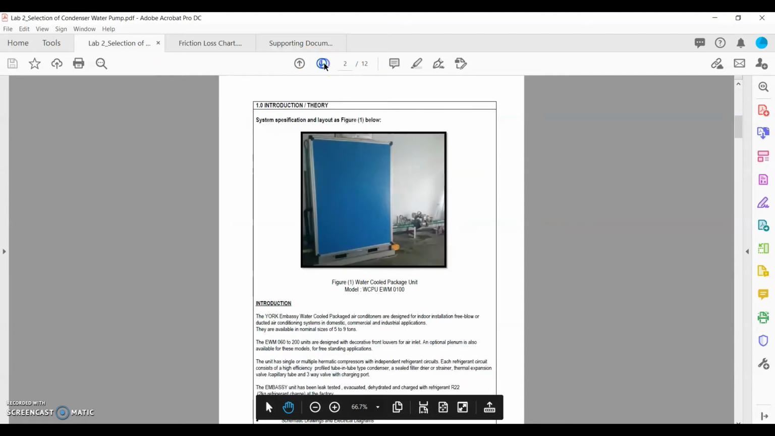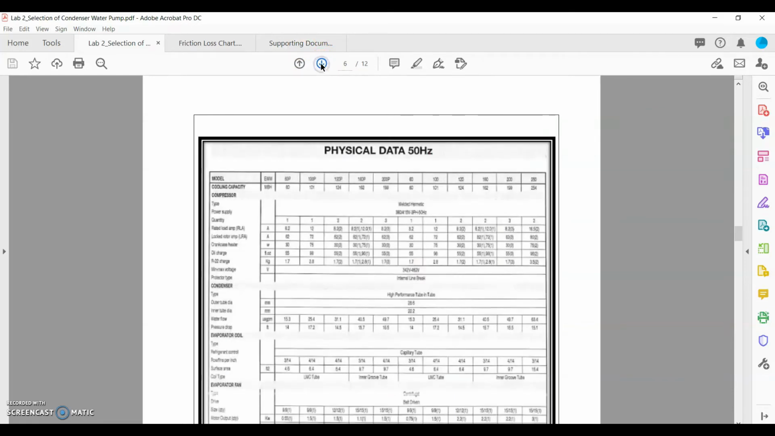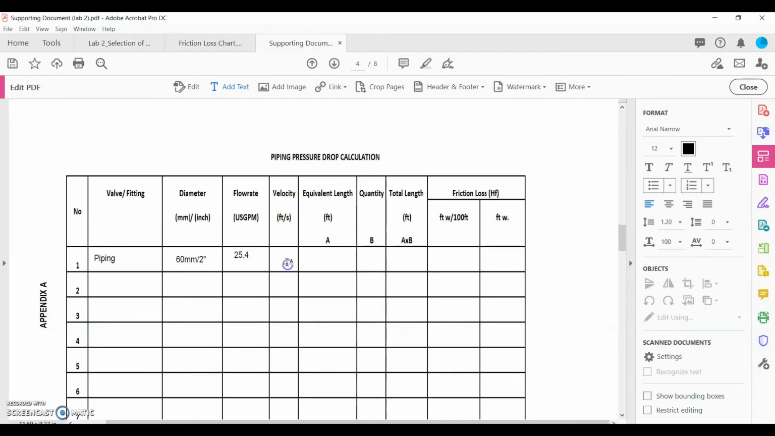Okay, so next slide. Your water qualification unit model is EWM 100. Please refer to the catalog given. Model EWM 100, then go to condenser and refer here, water flow rate in unit US gallon per minute. The value is 25.4 gallons per minute. So you need to know the velocity, the speed of the water in the piping.